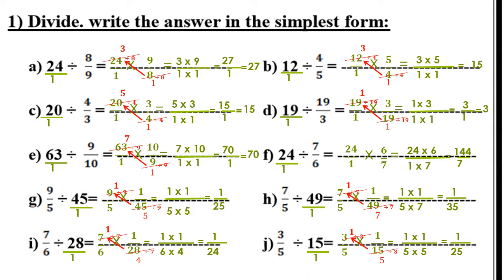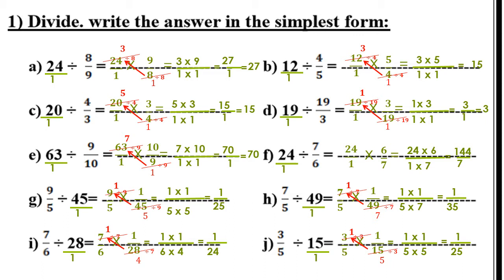7 over 6 divided by 28. I'm going to put the 28 over 1, then follow the steps. 7 over 6 times 1 over 28. 7 and 28 are together in table 7, divided by 7 up and down, so it's going to be 1, and 28 divided by 7 is going to be 4. What's up is 1 times 1, what's down is 6 times 4, so it's going to be 1 over 24.